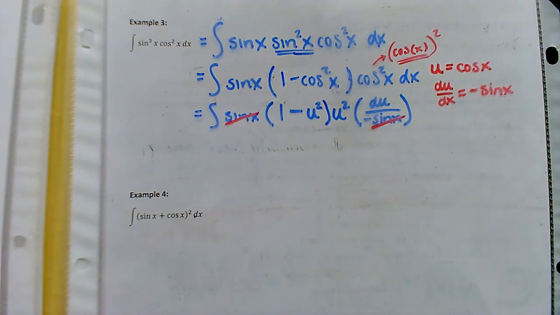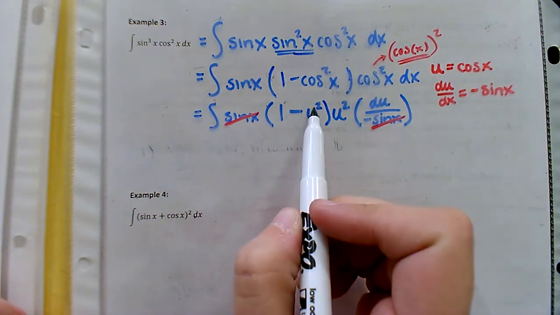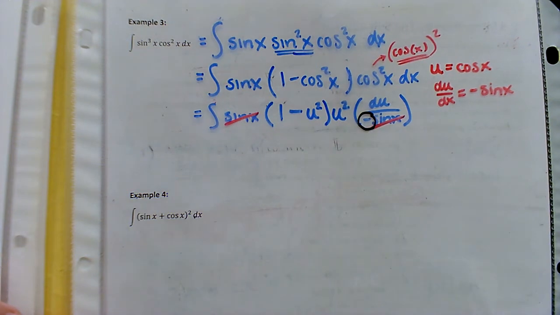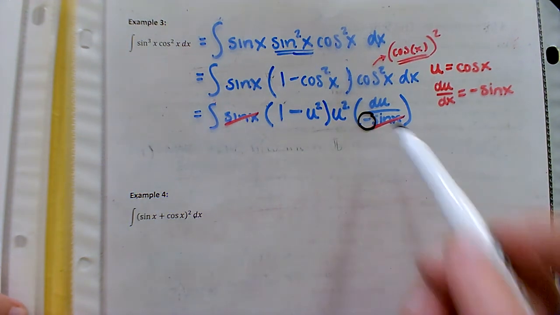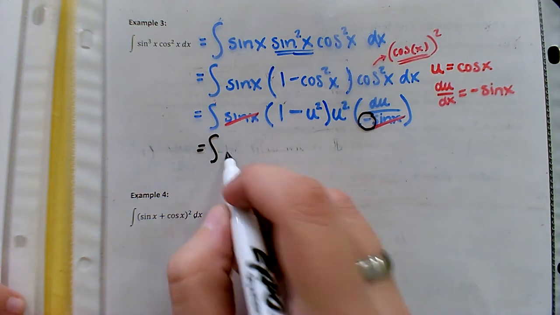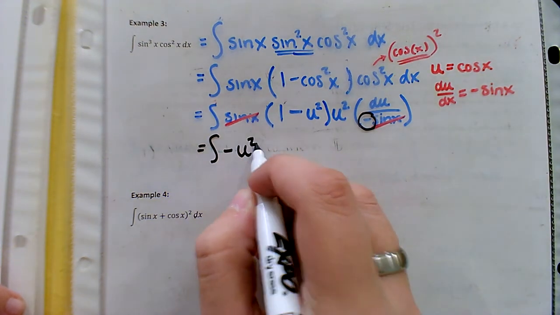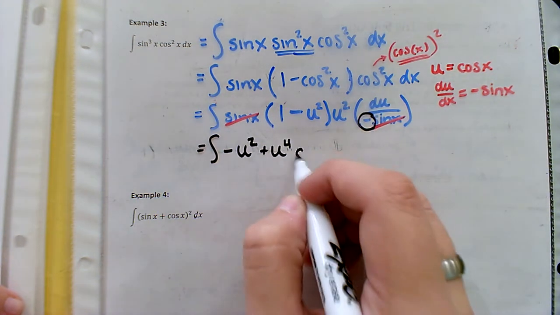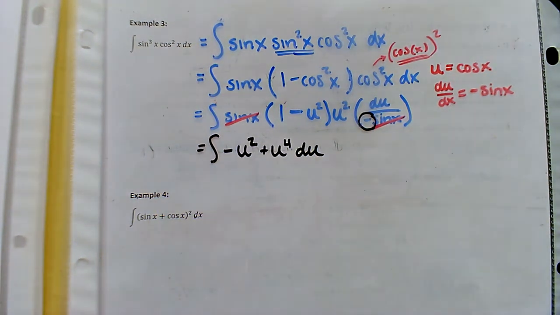Okay, so it looks like we have a 1 minus u squared times a u squared times the negative that's left over from that sine that canceled out. So if we distribute all of those in, looks like we have a negative u squared plus a u to the fourth. Do you think we can easily work backwards from that integral?